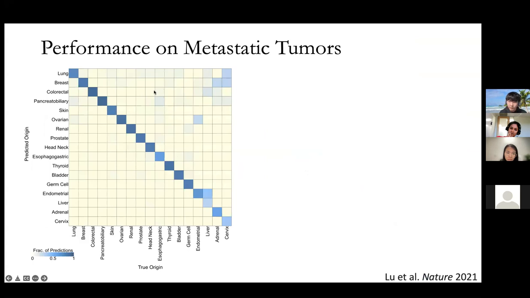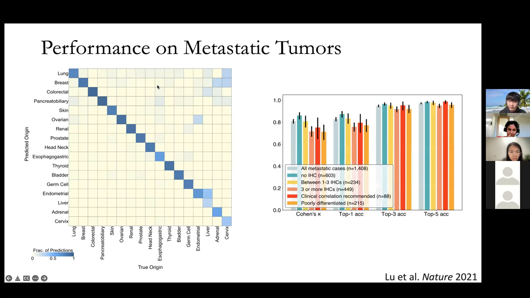We then examined more closely the model's performance on just the metastatic tumors in our test set. The confusion matrix shown on the left shows that the model accurately predicts most tumor origins. Once again, it's able to achieve an overall accuracy of 82.8% and top three accuracy of over 90% on the metastatic cases, which is consistent with the performance shown earlier on the entire test set. In this figure, on the right, we also use the number of diagnostic IHCs used, whether clinical correlation was recommended, and poor differentiation as criteria to identify further subsets of more challenging metastatic cases in order to evaluate our model.